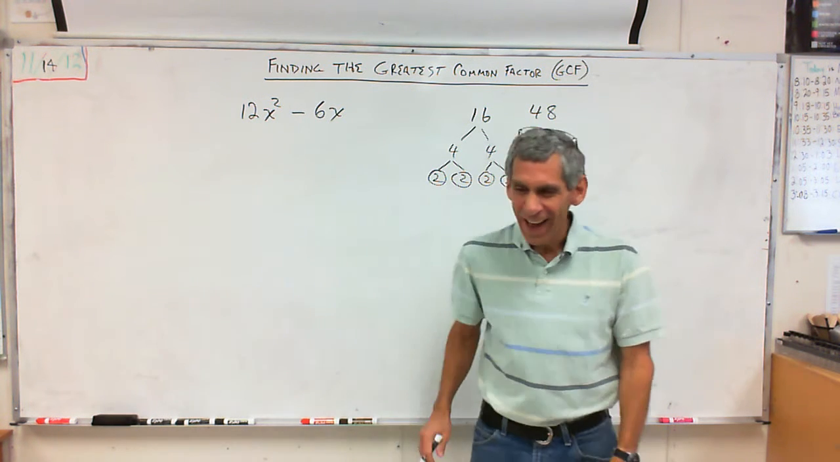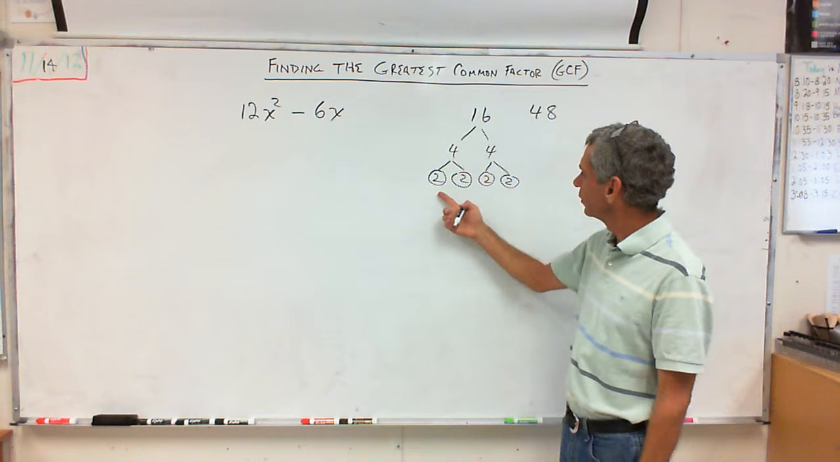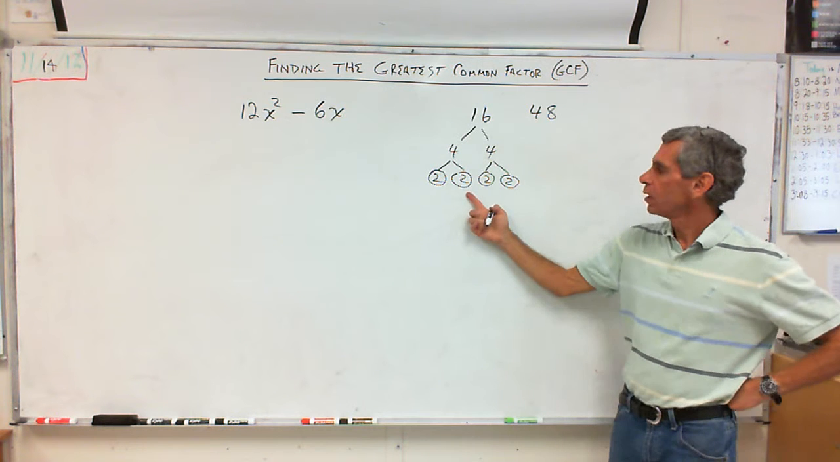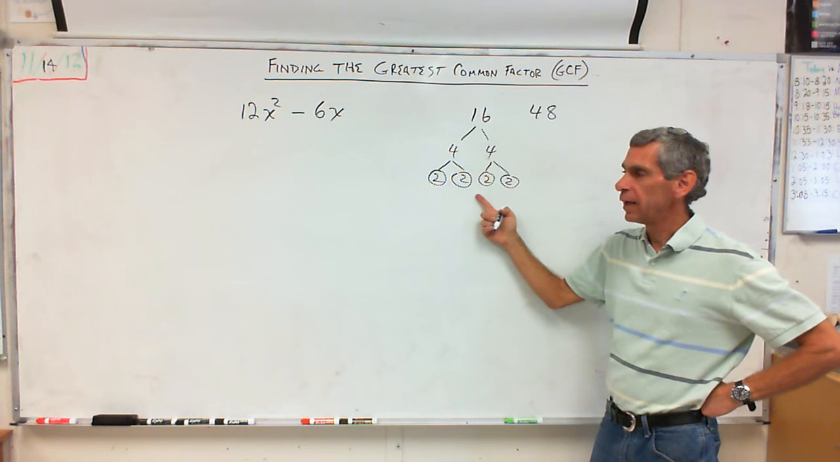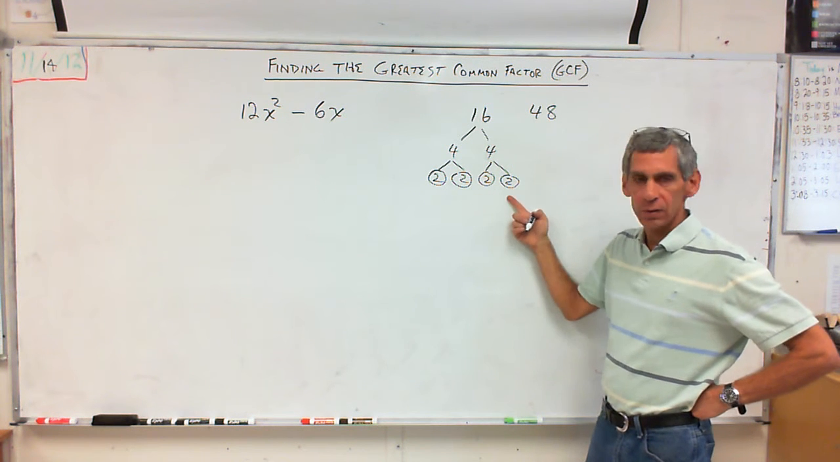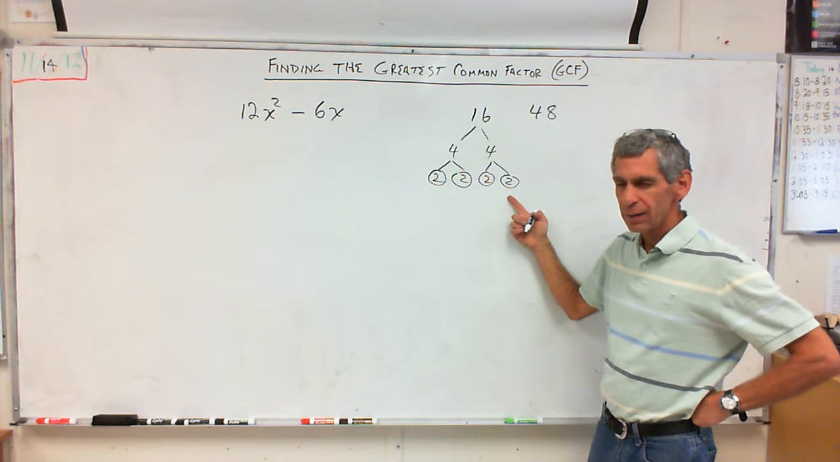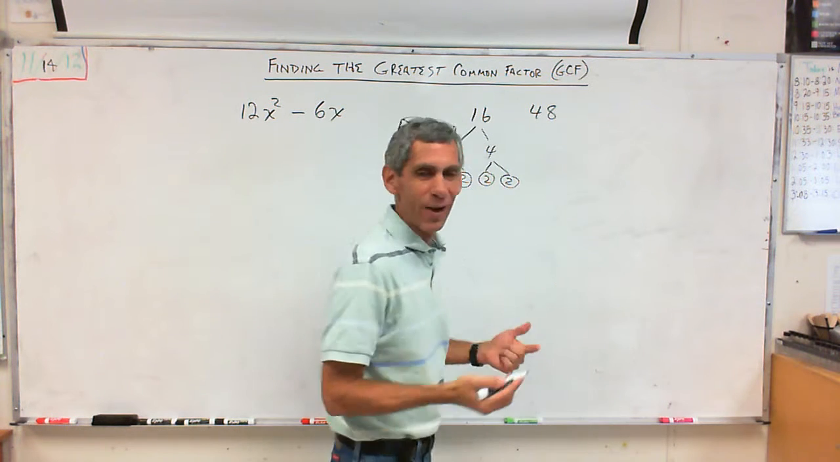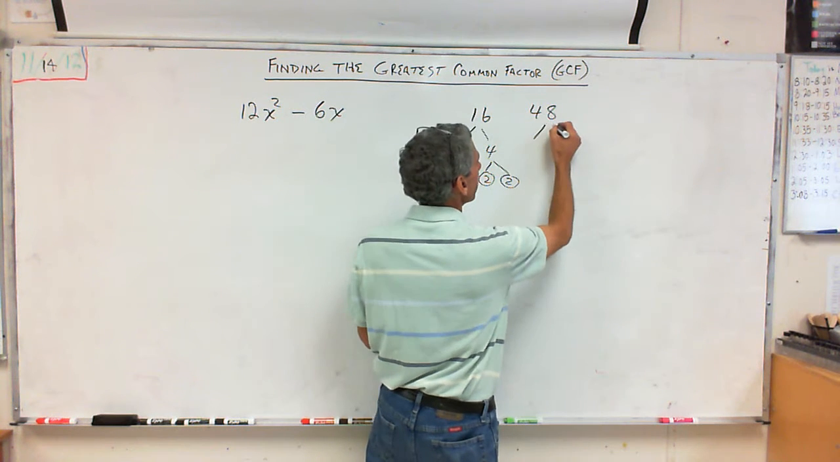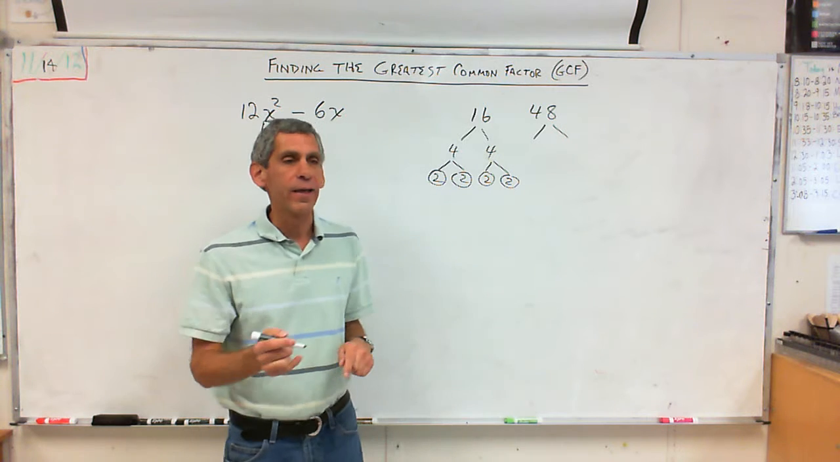Wait a minute. 2 times 2 is 4. 4 times 2 is 8. 8 times 2 is 16. He's right. Okay, let's try this one.